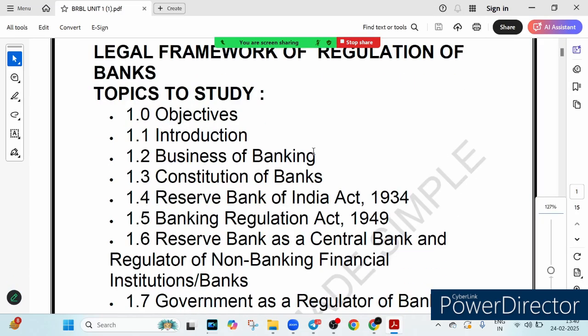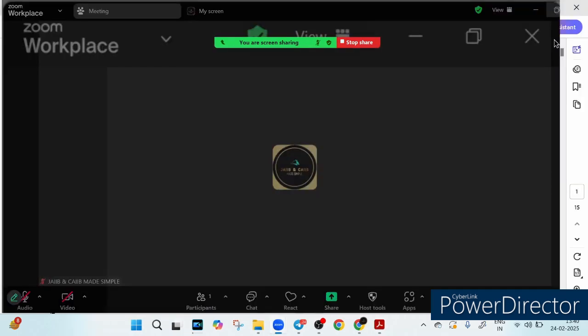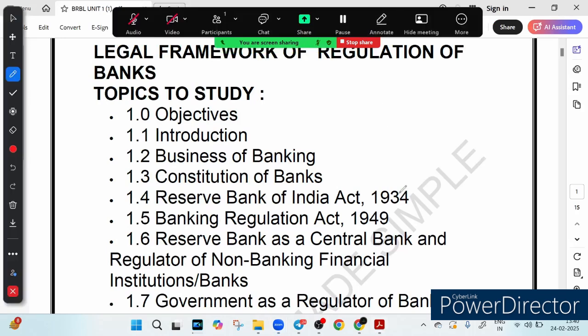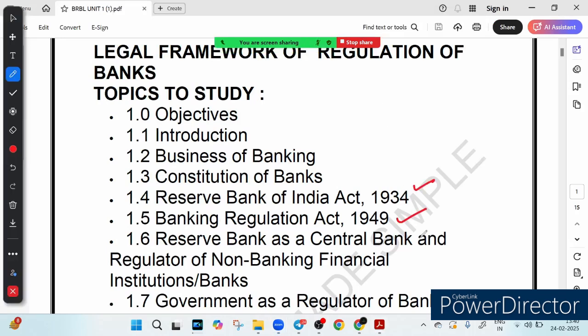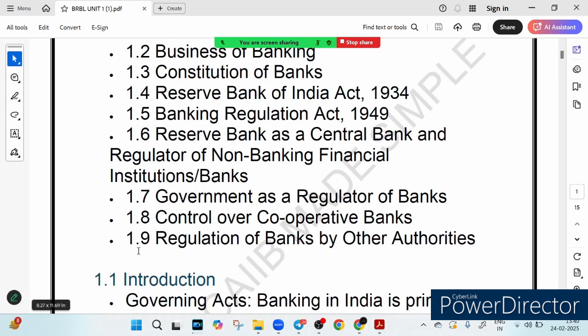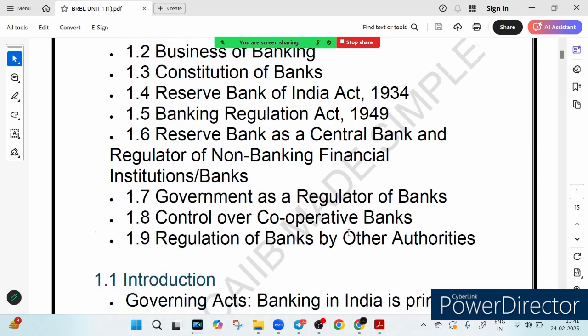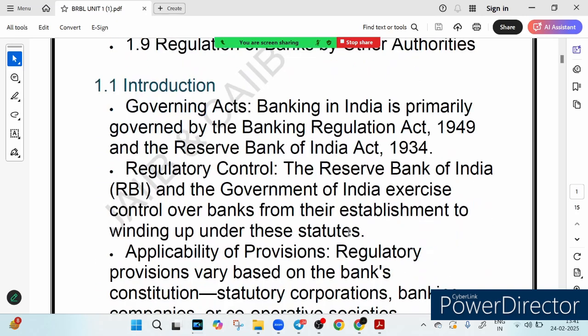Introduction, business of banking, constitution of banks, Reserve Bank of India Act 1934, Banking Regulation Act 1949. Then we have Reserve Bank as a central bank and regulator of NBFCs. Then we have topic 1.7, that is government as a regulator of bank, control over cooperative bank, and regulation of bank by other authority. So in this chapter we will cover 5 topics, and in the next video we will cover the other 5 topics. So let's start with the part 1 lecture. Let's start with the introduction.